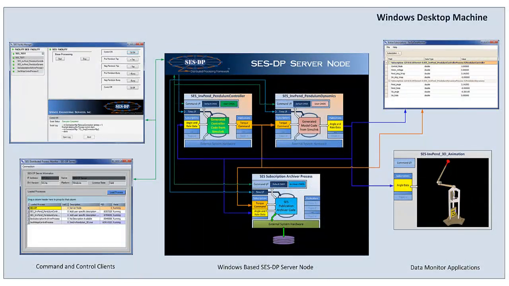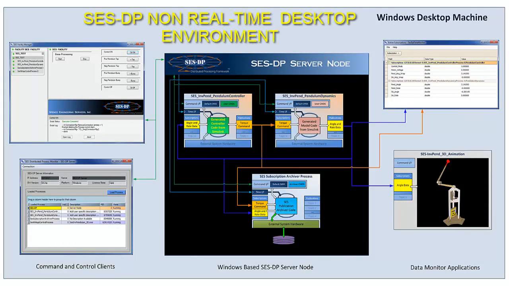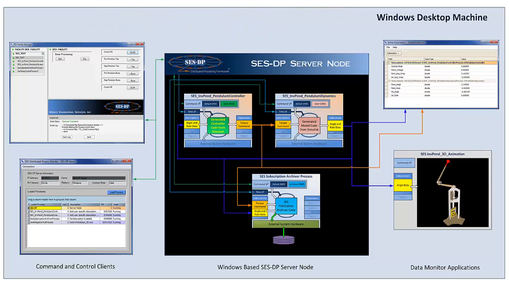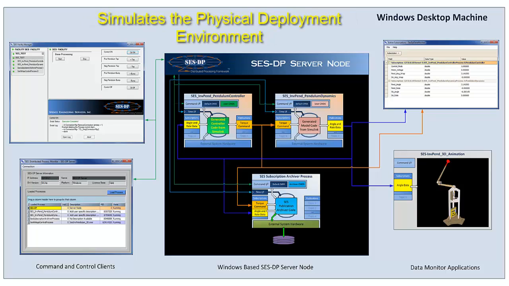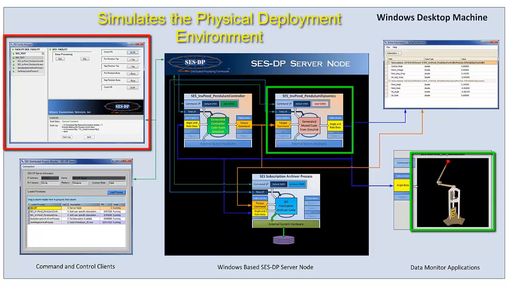In this section, we will utilize the SES-DP non-real-time desktop environment shown here to test the inverted pendulum controller and plant distributed process plugins that were auto-generated from MATLAB Simulink models in Part 3 of this video series. The NRT environment allows us to thoroughly test the actual distributed process plugin code that will be used in the hardware-in-the-loop environment with a simulated dynamics plant and support facility.